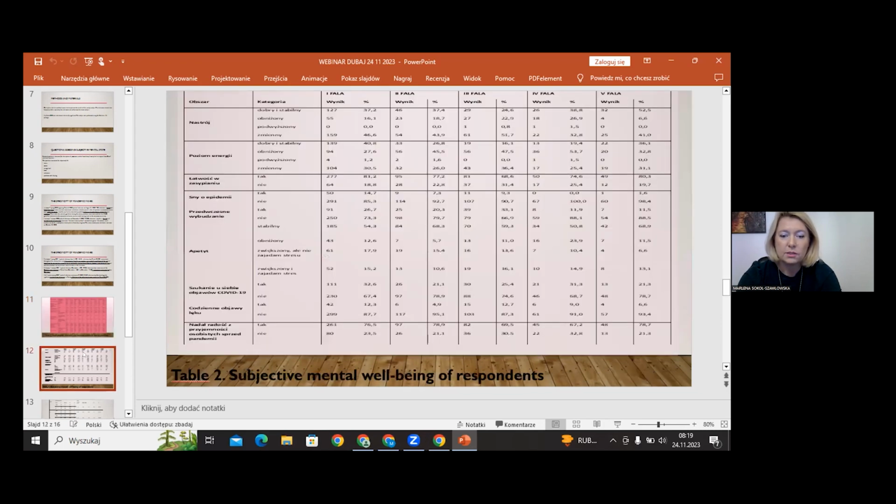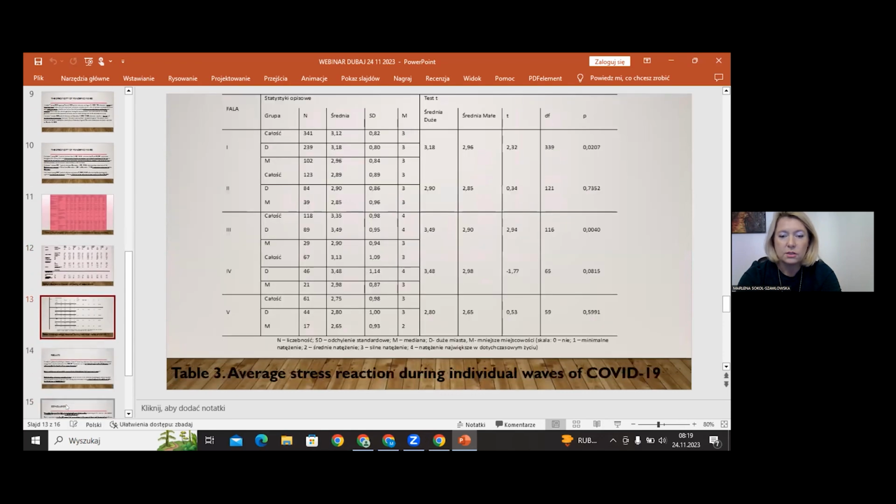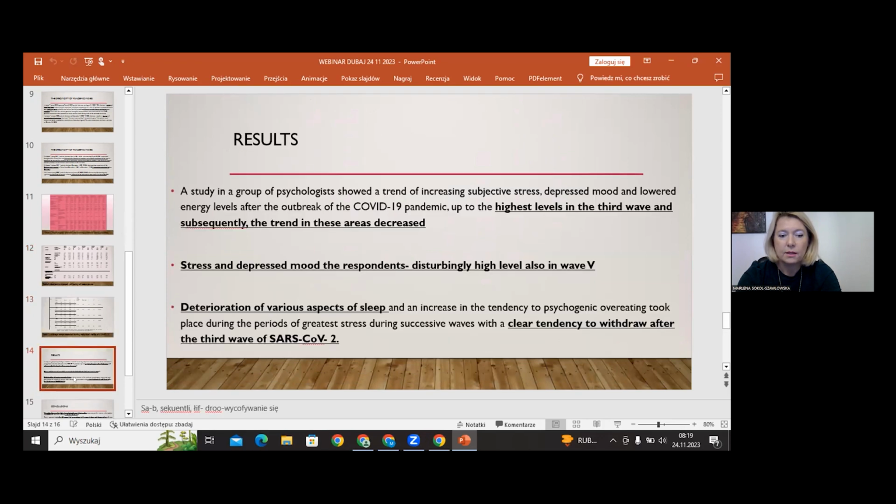And here are typical subjective mental well-being questions for responders. And here you can see a stress level. And I will just describe our results.